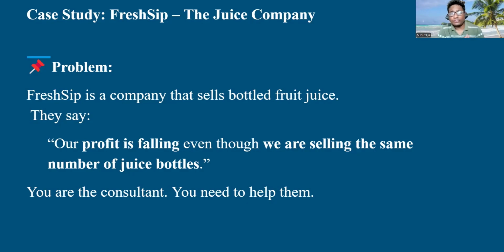They say our profit is falling even though we are selling the same number of juice bottles. So basically, the quantity is same. They are selling the same quantity with the same price, and all the things are same. But their profit is falling down. We need to understand why, and we need to recommend solutions. You are the consultant, and you need to help them.